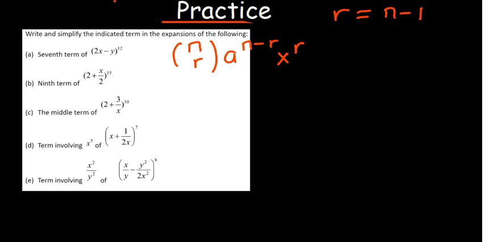Now, very interesting are the last 2 on this page. These are the ones I want to focus more on. Hopefully, if you're tired, please feel free to pause, because I did want you to get this, because this is a very, very important concept under binomial expansions.